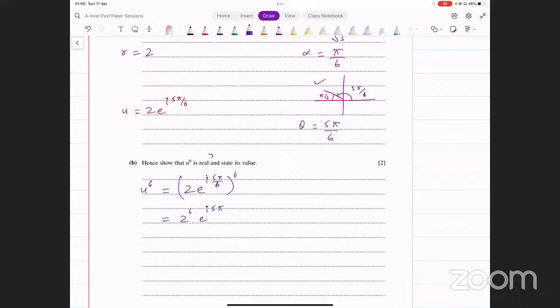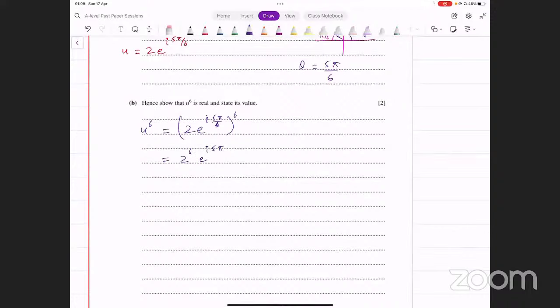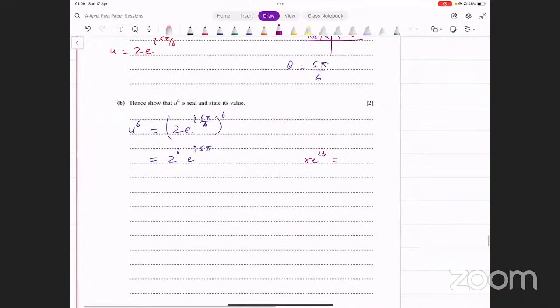Now how do we show that it's real and we have to state its value? तो इसको क्या करेंगे? इसको आप कार्टेशियन फॉर्म में कन्वर्ट करोगे. वो कैसे करते हैं? इसको cos थीटा प्लस आयोटा sin थीटा वाली फॉर्म में कन्वर्ट करते हैं. Remember, r e^(iota theta) is equivalent to r into cos theta plus iota sin theta. So we can convert it to that form. r की जगह पे क्या डाल दें? 2 raised to power 6 cos theta, that's cos 5 pi plus iota sin 5 pi.